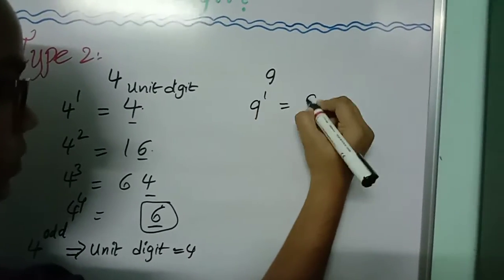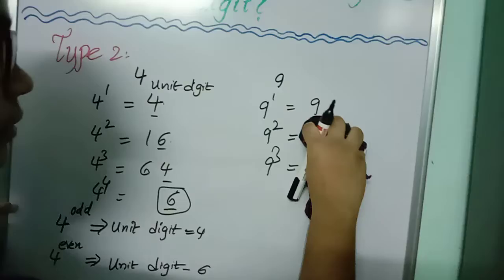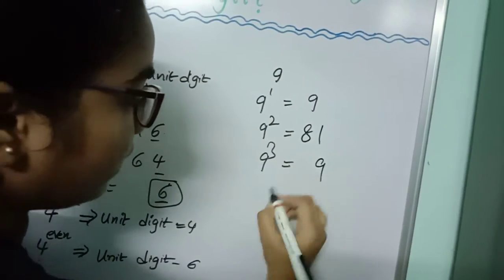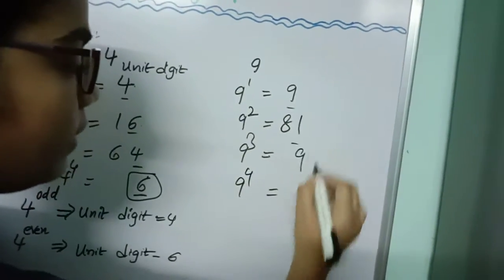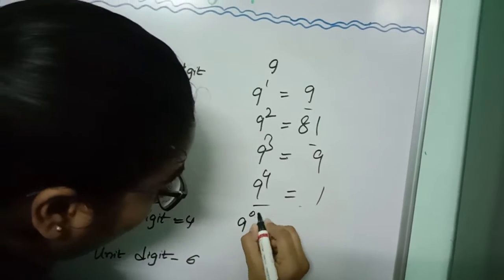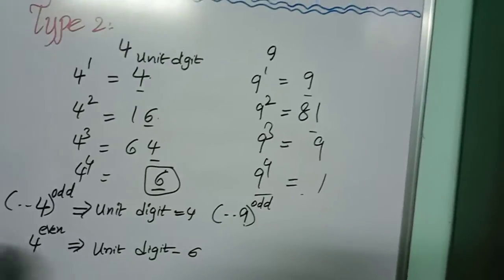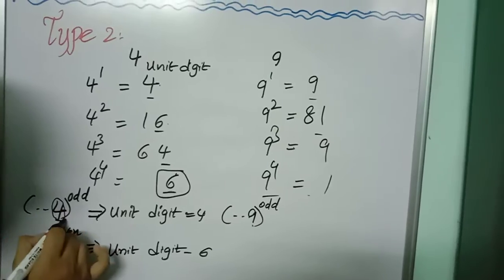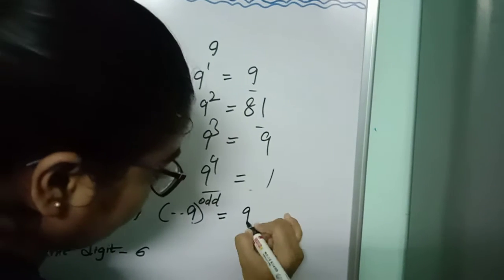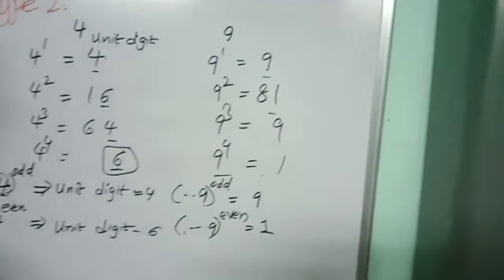Same in the case of 9. 9 power 1 is equal to 9. 9 square is 81. Then 9 cube ends with 9. 9 power 4 ends with 1. Here also it repeats after 2 digits. So from this we can conclude that if something is in the form of 9, in front there can be any number of digits, but we have to see the last digit, here 4, here 9. 9 power odd is 9. 9 power even is 1. This is type 2.